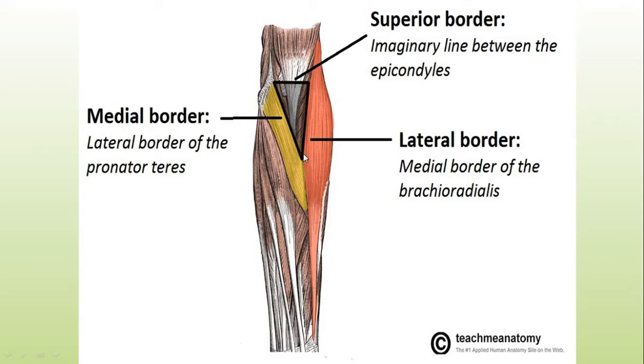Now in the MCQs, we can ask you the boundaries of the cubital fossa. We can put a question: which of the following muscles forms the lateral border of the cubital fossa? Your answer should be brachioradialis. Which of the following muscles forms the medial border of the cubital fossa? Your answer should be the pronator teres muscle.